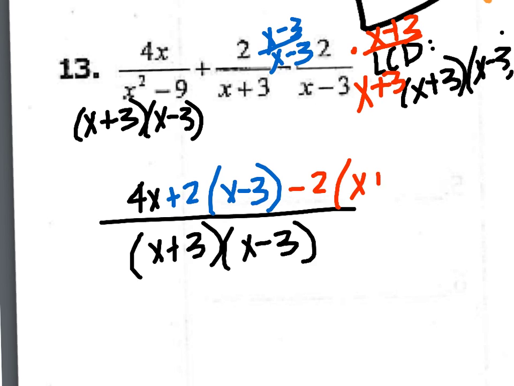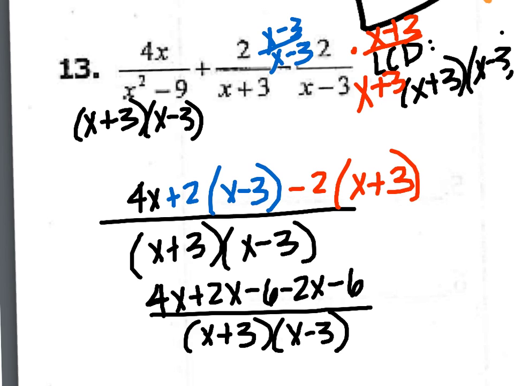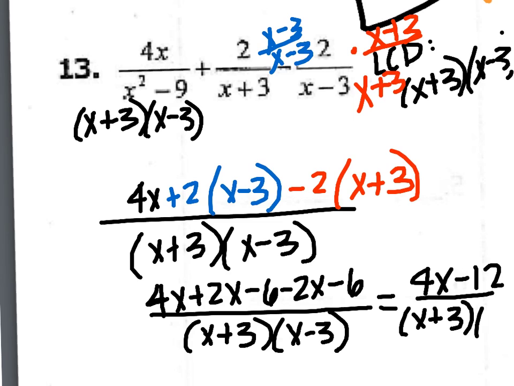At this point, can I cancel stuff out? And you guys should all be saying no. And the reason is I have a plus, I have a minus. It's not in terms of multiplication. Yes, I have a plus and a minus down here, but notice that these two factors are multiplied, so it is okay. So when I distribute the 2 and the negative 2, that's what our numerator ends up being. I'm going to add our like terms together now, so I end up getting 4x minus 12 over x plus 3, x minus 3. Once again, I always need to check, can I factor this further?